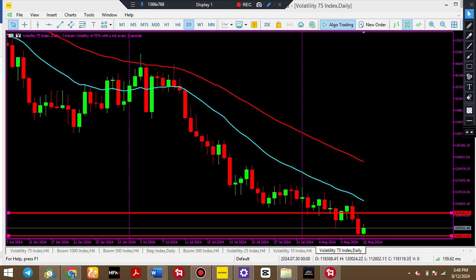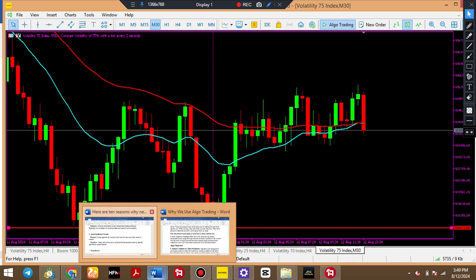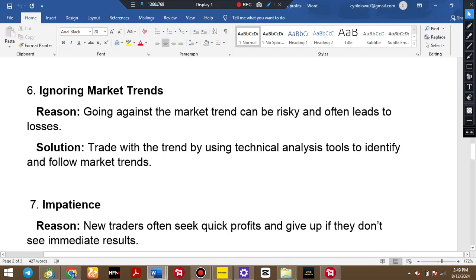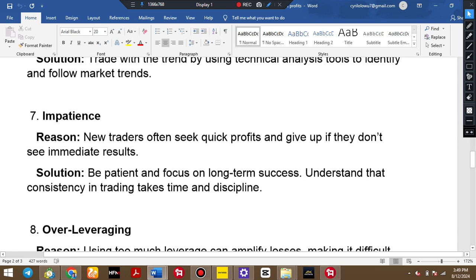So if you fail to understand this and you don't understand how to also apply the pullback format based on technical analysis, then it will be a very sad situation when you encounter huge losses. So that being said, let's keep going. The solution to that is trade with the trend by using technical analysis tools to identify and follow market trends.